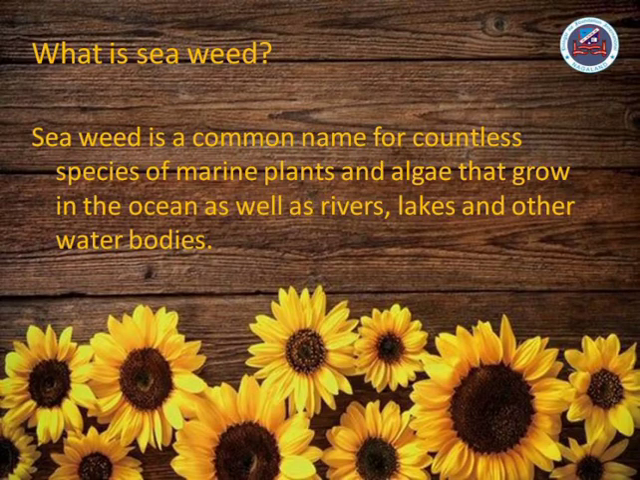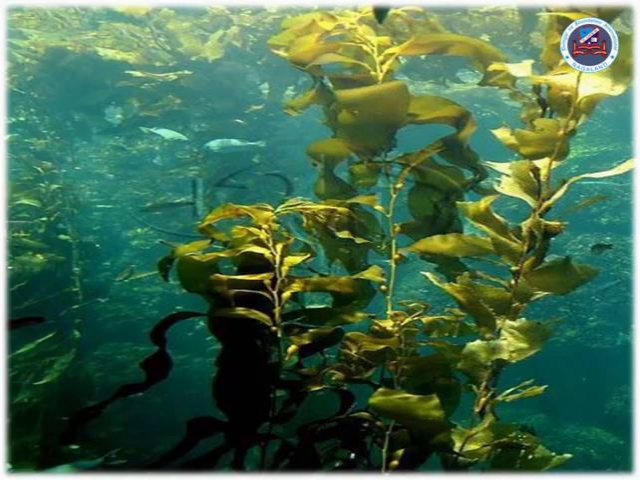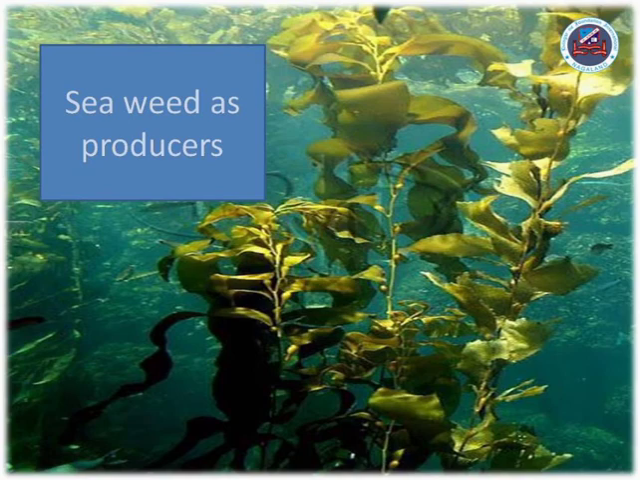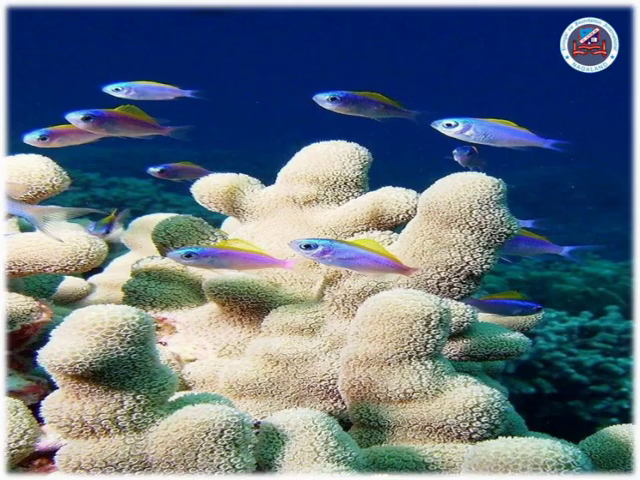So what exactly is a seaweed? Seaweed is the common name for countless species of marine plants and algae that grow in the ocean as well as rivers, lakes, and other water bodies. There are some animals that eat only plankton and others are predators. In ocean habitat, seaweed is the producer and is eaten by small fish, and these small fish are eaten by bigger fish. That's all for food chain in different habitats.